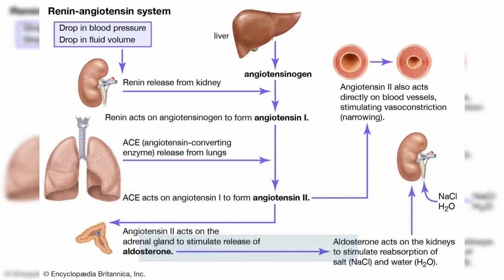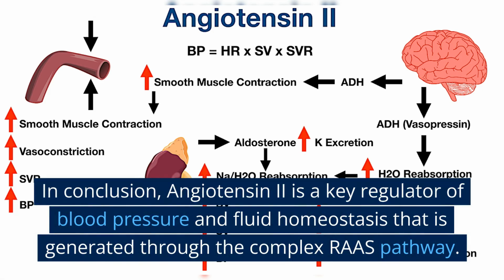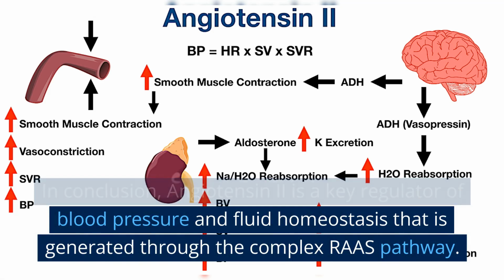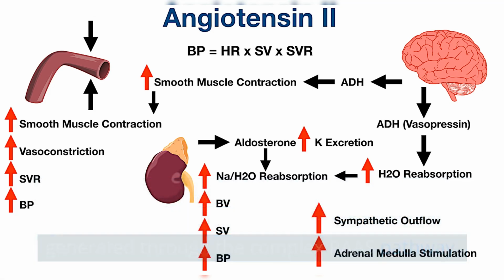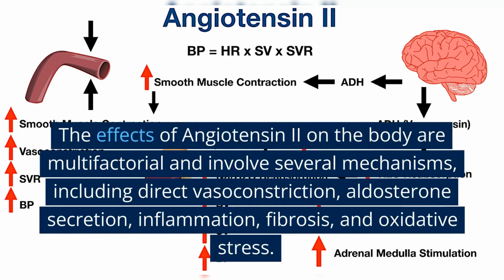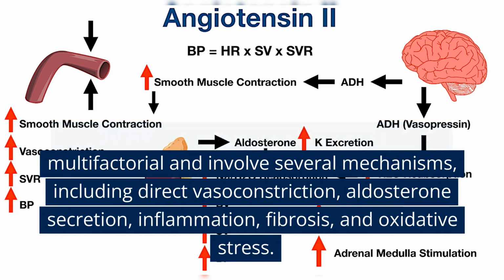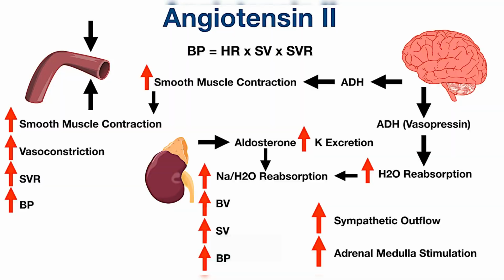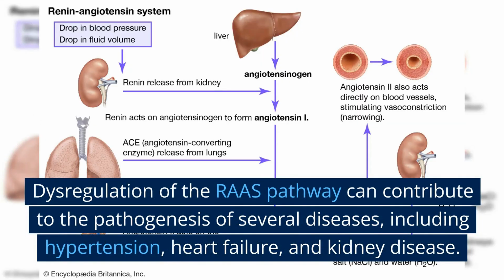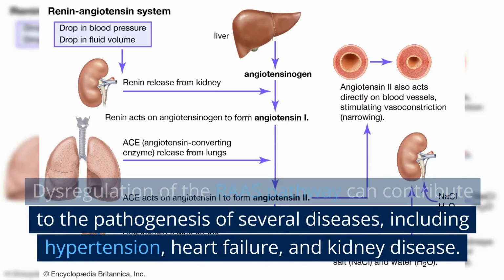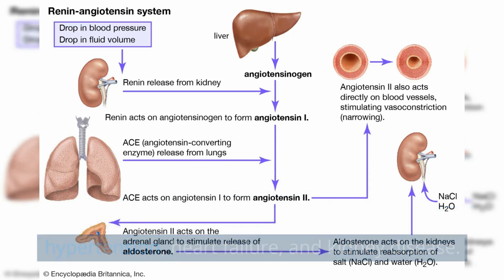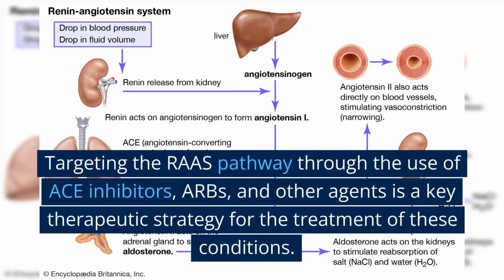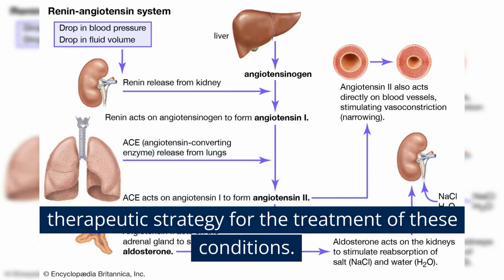In conclusion, angiotensin II is a key regulator of blood pressure and fluid homeostasis that is generated through the complex RAS pathway. The effects of angiotensin II on the body are multifactorial and involve several mechanisms, including direct vasoconstriction, aldosterone secretion, inflammation, fibrosis, and oxidative stress. Dysregulation of the RAS pathway can contribute to the pathogenesis of several diseases, including hypertension, heart failure, and kidney disease. Targeting the RAS pathway through the use of ACE inhibitors, ARBs, and other agents is a key therapeutic strategy for the treatment of these conditions.